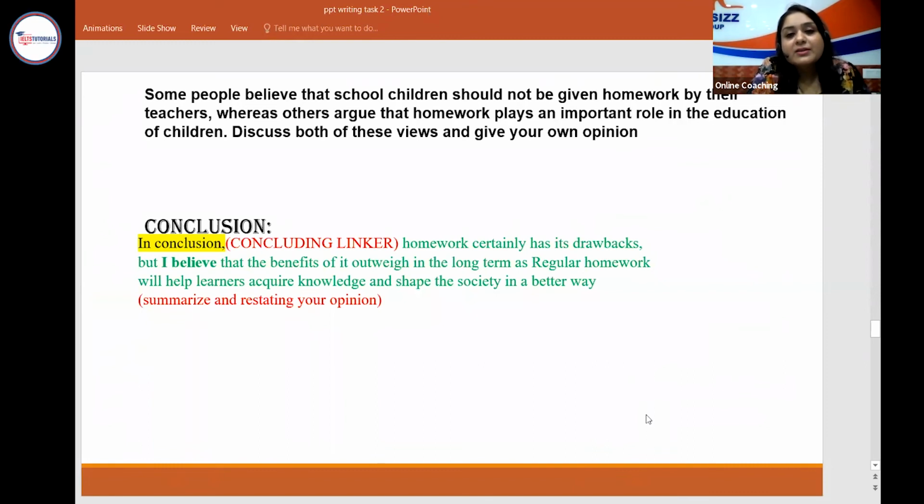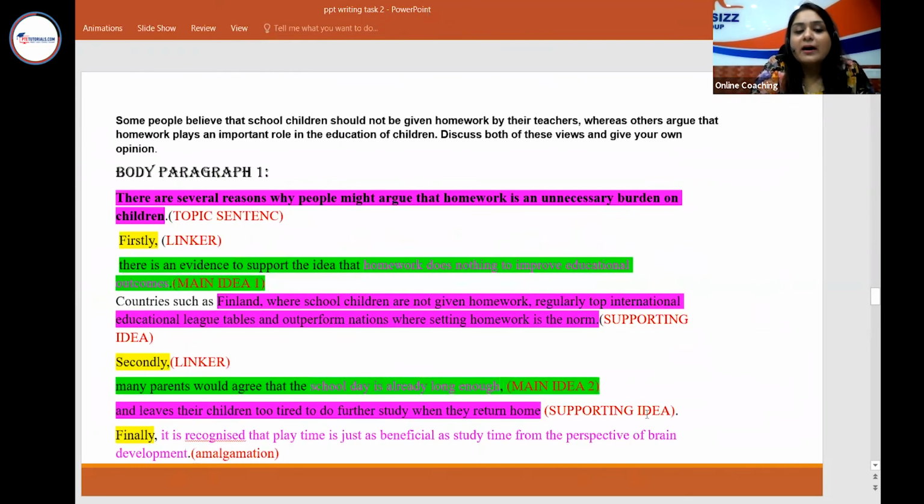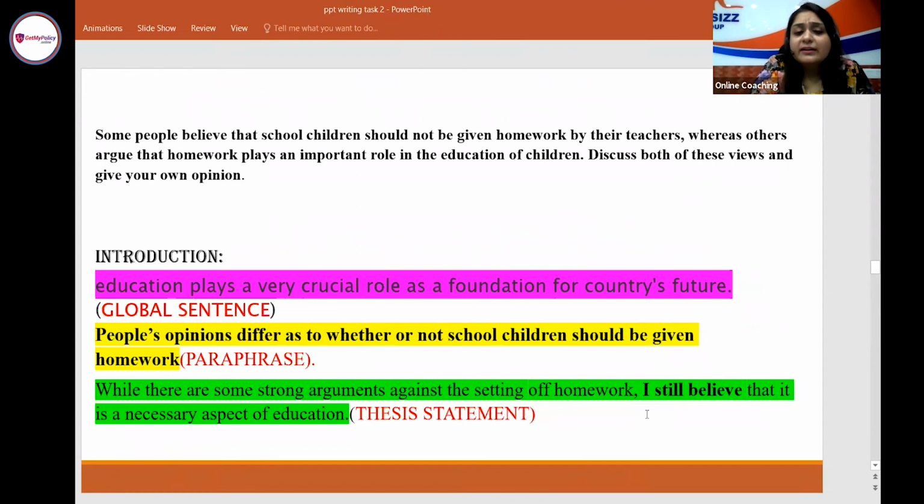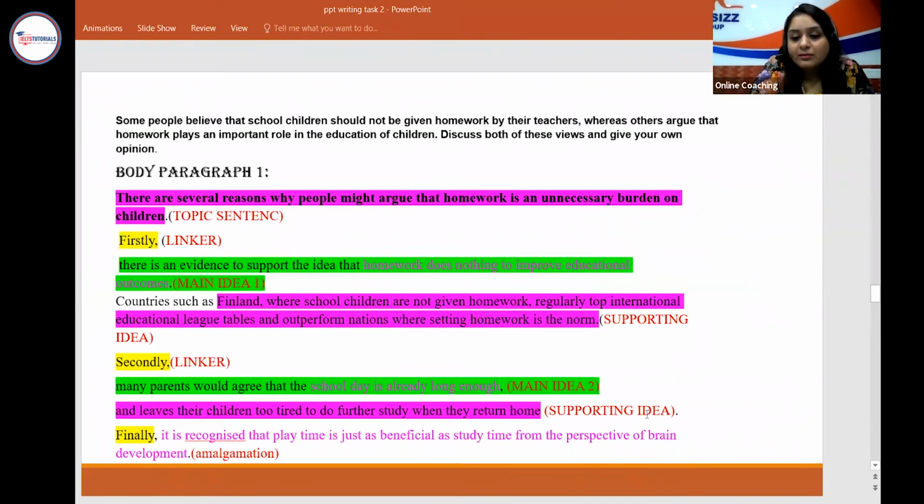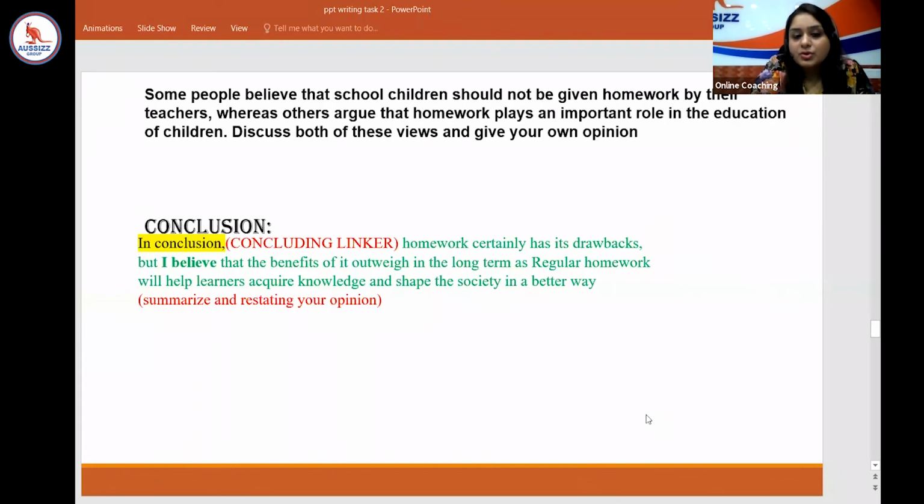But I believe that benefits of it outweigh in the long term, as regular homework will help learners acquire knowledge and shape the society in a better way. See, I have again rephrased my thoughts just in 2 lines, that benefits of it outweigh in the long term, as regular homework will help learners acquire knowledge and shape the society in a better way. This is how I have concluded that. See, clearly introduction, body para 1, body para 2, and conclusion. This is my essay. So if you're going with that, of course, you'll get benefits.